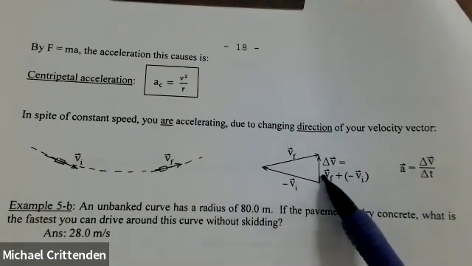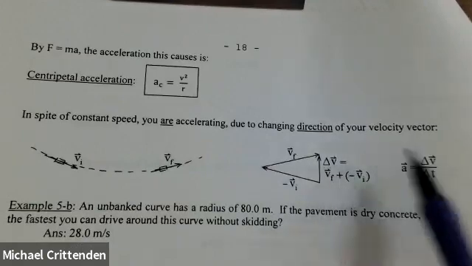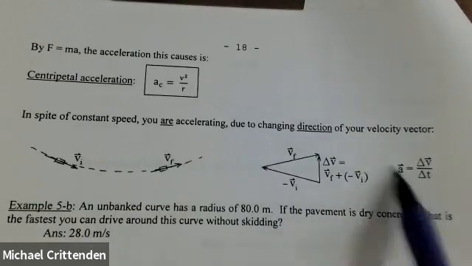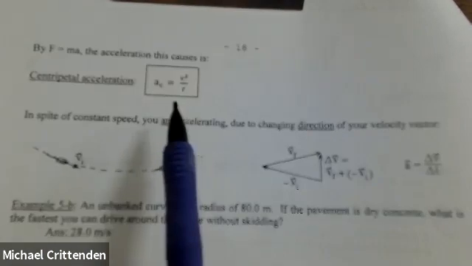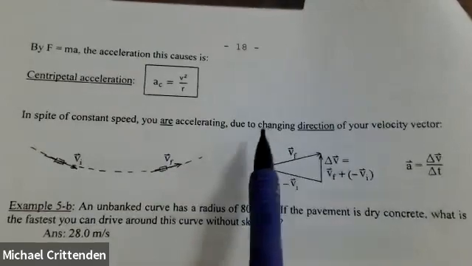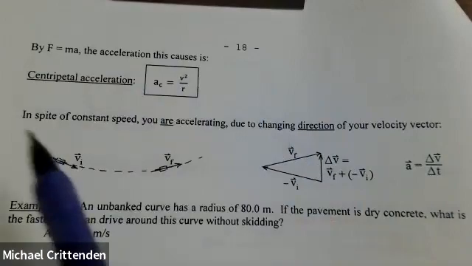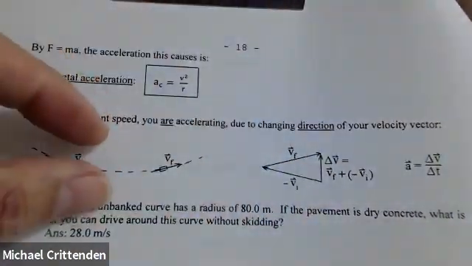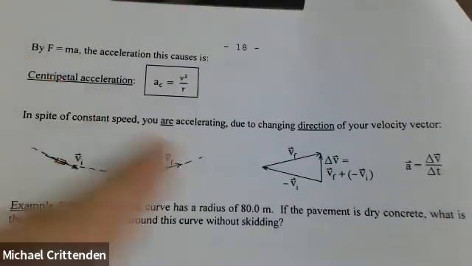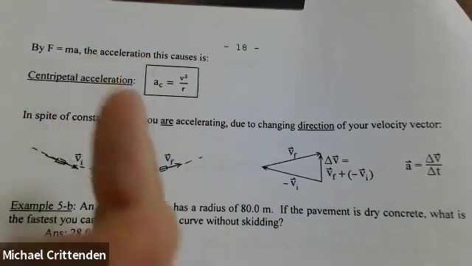And notice delta V is not 0, okay? So you take that delta V and you divide it by the time and you have a non-zero acceleration. So in spite of the constant speed, you are accelerating due to the changing direction of the velocity vector. And notice, if you imagine these vectors drawn over here on the road, that delta V would point toward the center of the curve.